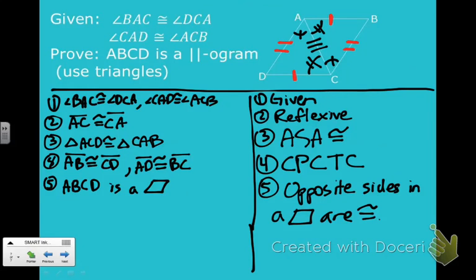So when you do the proofs today, your focus is use converses or use CPCTC if you've got triangles already congruent. From there, figure out how you're going to make sides or angles congruent or sides parallel. It's pretty much your focus, all right?